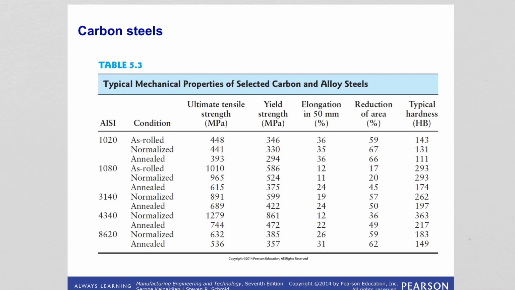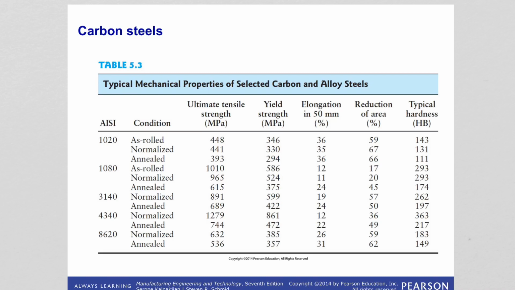In this case, AISI designations are seen, and the heat treatment process is seen, and how the heat treatment processes are changing. As you can see, as-rolled steels have higher strength values than normalized and annealed, and normalized ones have higher strength compared to annealed.